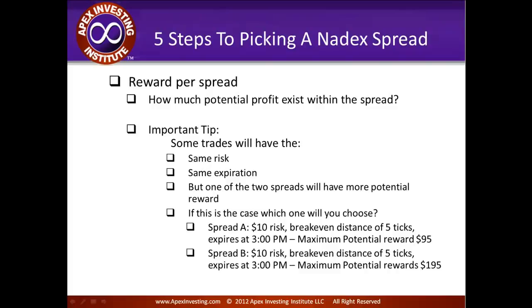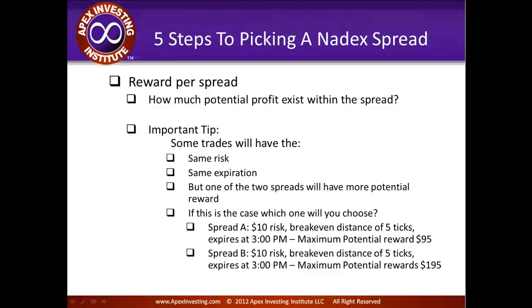Spread A has a $10 risk and a break-even distance of 5 ticks. It expires at 3 o'clock, and the maximum potential reward is $95. Spread B has a $10 risk, a break-even distance of 5 ticks. It expires at 3 o'clock. It has a maximum reward potential of $195. So would you choose spread A or spread B?